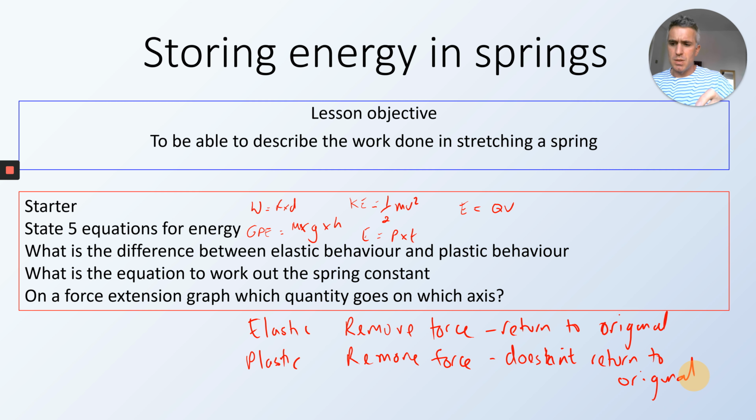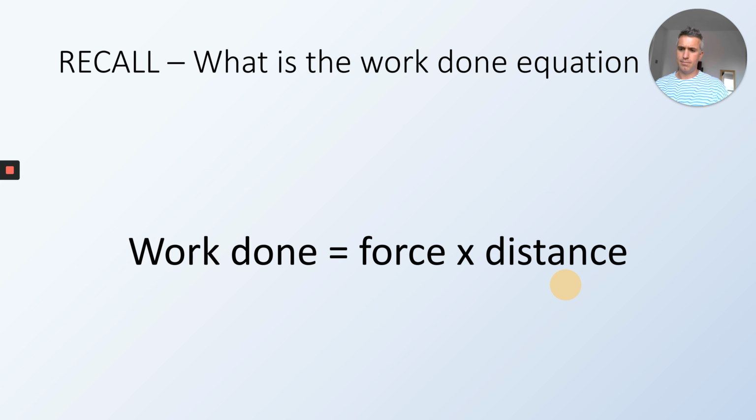What is the equation to work out the spring constant? Well, the spring constant equation is F equals kx. So F over x equals k. On a force extension graph, which goes on which axis? The force is on the y and the extension is on the x. Now, you would normally do that the other way round because what you choose is independent, and so you would normally put that on the x-axis. But because you do the gradient, that'll give you the spring constant. I was supposed to have animated that, but I didn't.